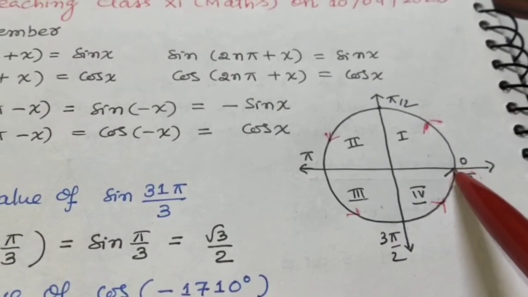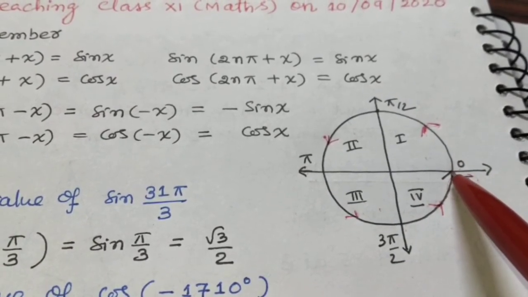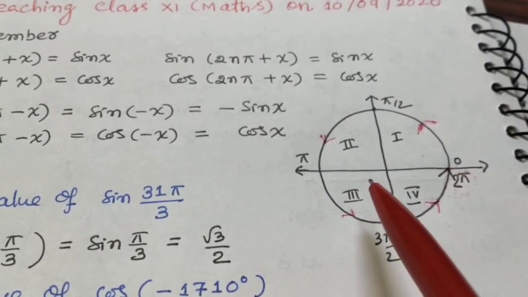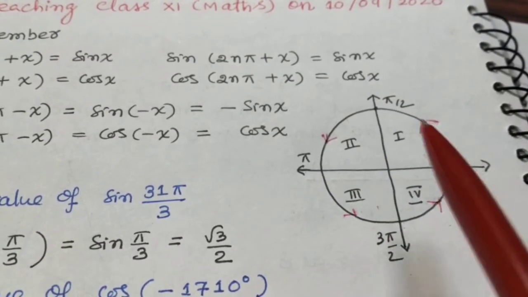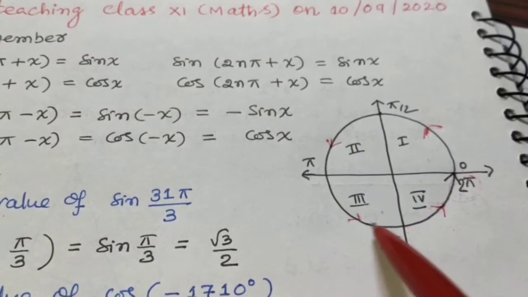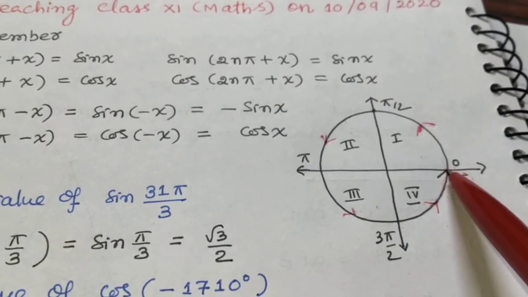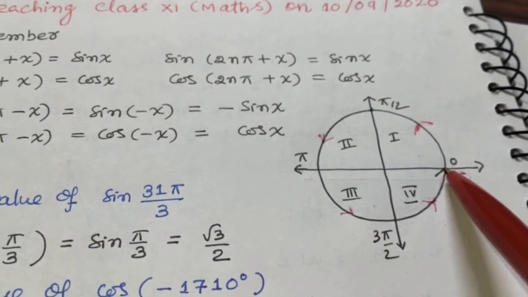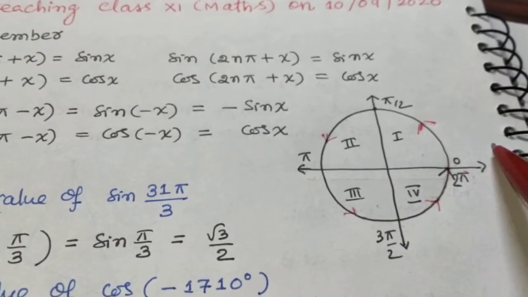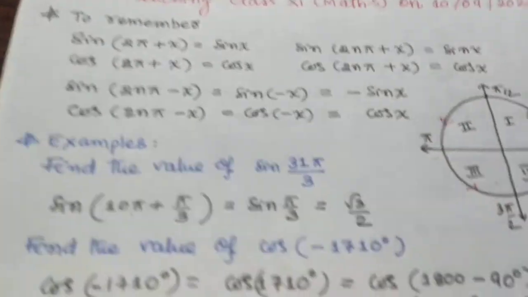Say for example, suppose you want to find sine 405 degree. 405 degree means you have completed one round of 360. 405 minus 360, how much is left? 45. So finally you get sine 45, and that is 1 upon root 2. This is the way of calculating all these kinds of things.